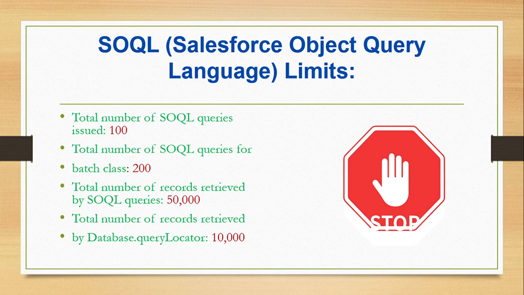In governor limits, the total number of SOQL queries issued is 100, and the total number of SOQL queries for a batch class is 200. The total number of records retrieved by SOQL queries is 50,000, and the total number of records retrieved by Database.getQueryLocator is 10,000. These are the limits of SOQL queries in governor limits.